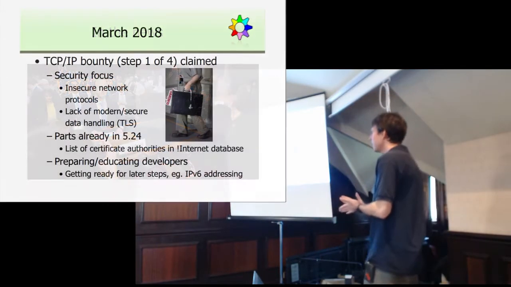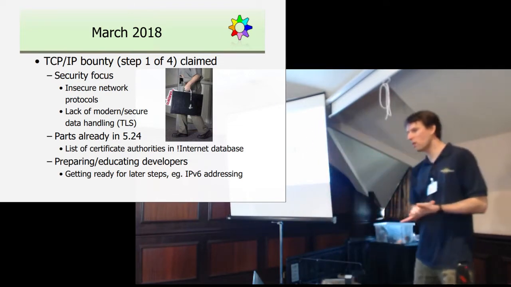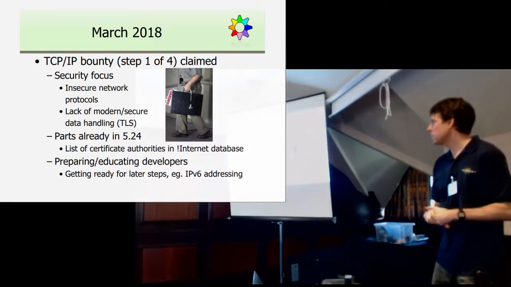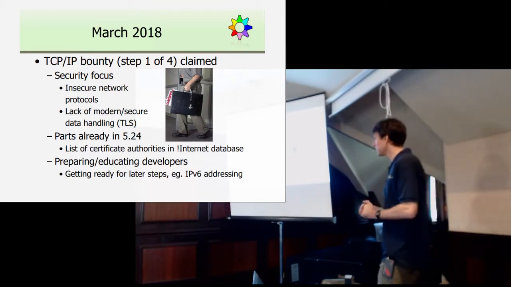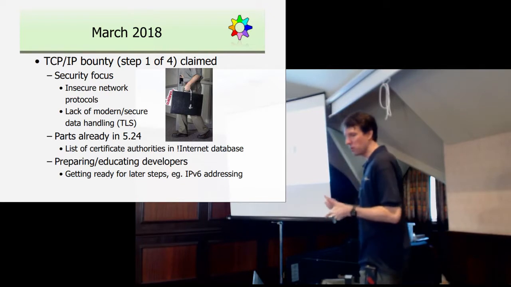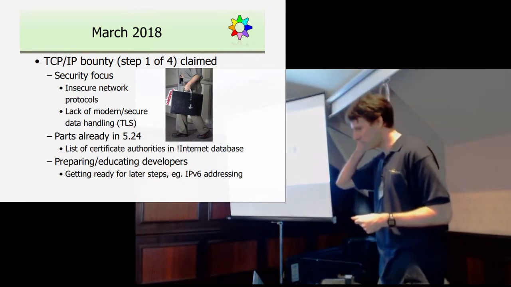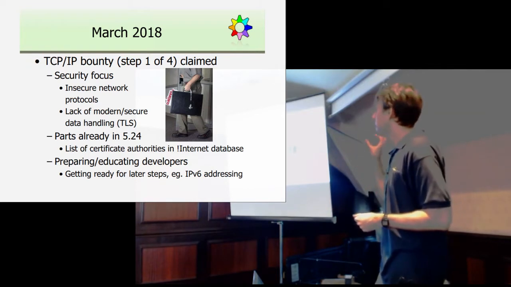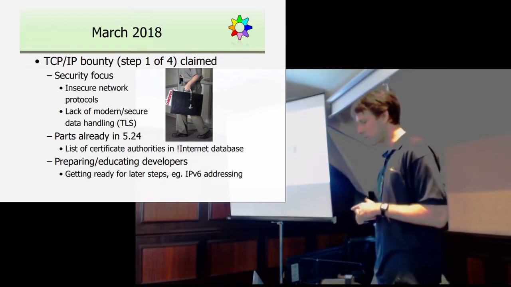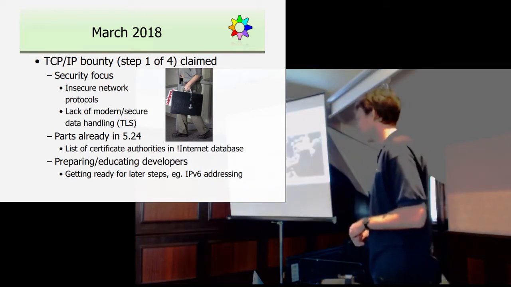Anyway, tying into that very nicely, in March 2018, so only last month or so, the TCP/IP bounty, step 1 of 4, which is mainly a security focus. There are some additional steps which I'll touch on briefly later on, but this initial step is about sorting out some of the gaping security holes that RISC OS has, so that we don't end up in front of Congress. That would be sad.